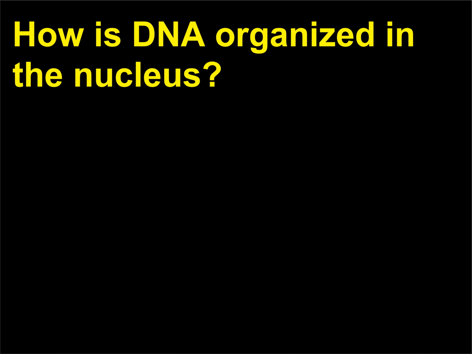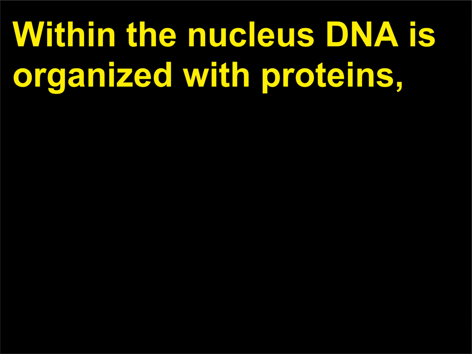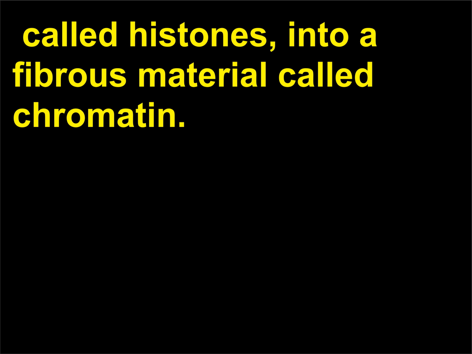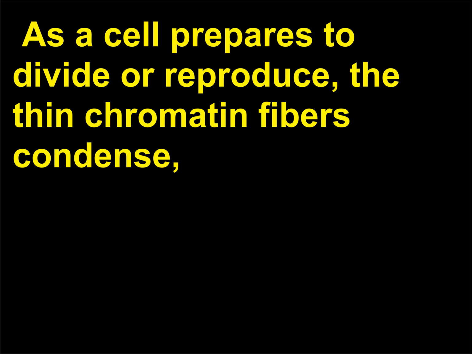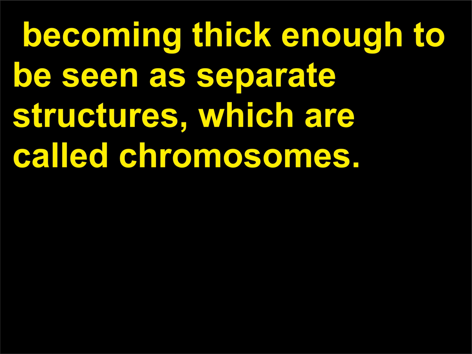How is DNA organized in the nucleus? Within the nucleus, DNA is organized with proteins called histones into a fibrous material called chromatin. As a cell prepares to divide or reproduce, the thin chromatin fibers condense, becoming thick enough to be seen as separate structures, which are called chromosomes.